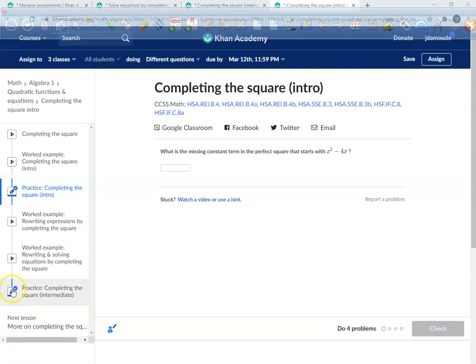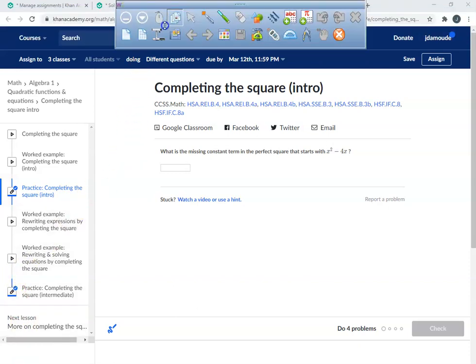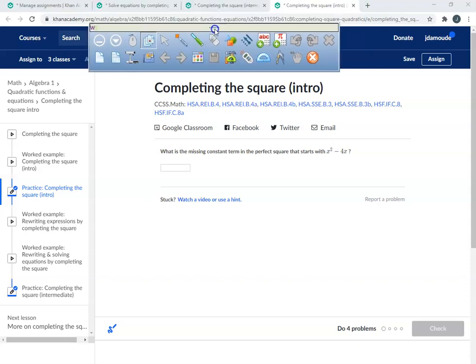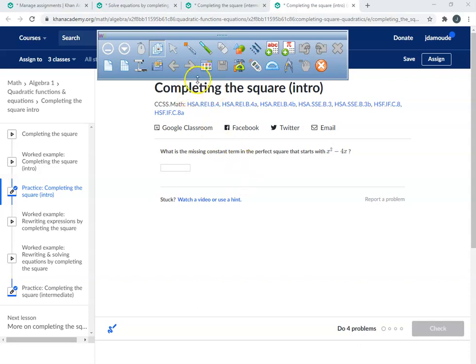All right, so today what we're going to be working on is completing the square intro. So if you would please, if you cannot see, let's see here. If you can't see this right here, I'm going to move this up a little bit. See if it'll work. Oh well, okay.